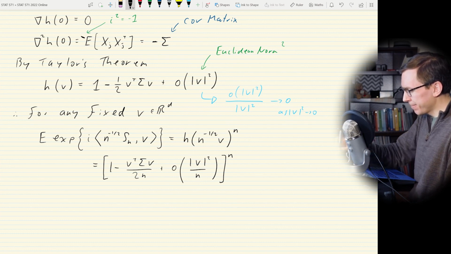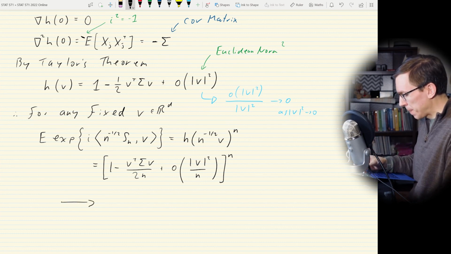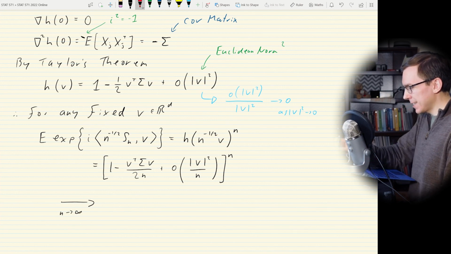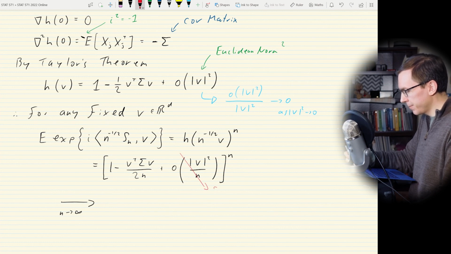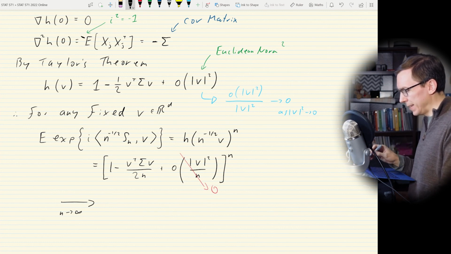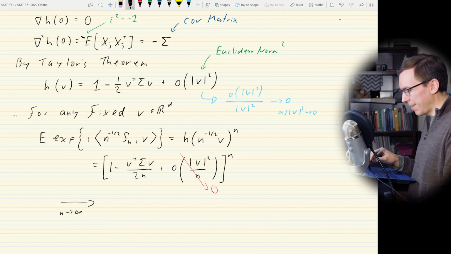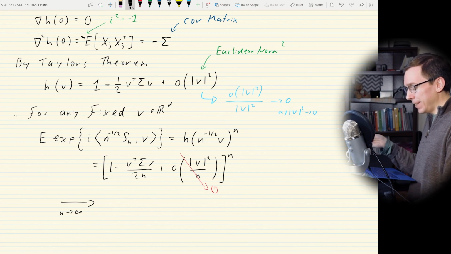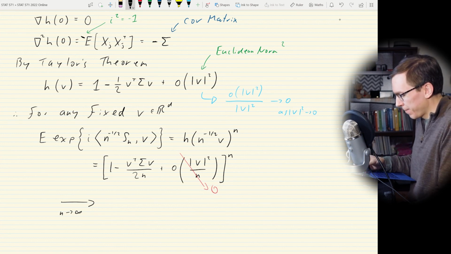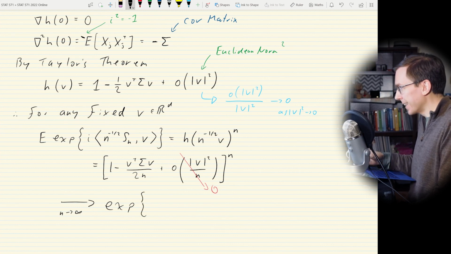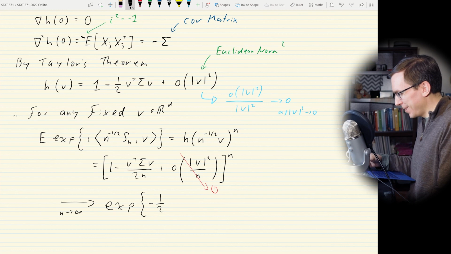We don't care about it because in the limit, as n goes to infinity, well, what do we get? This guy is basically going to vanish. And what we're left with is something that looks like 1 minus something divided by n to the nth power. Well, in the limit, that's an exponential function. That's just e to the this thing, which is minus 1/2 v transpose sigma v. Cool.